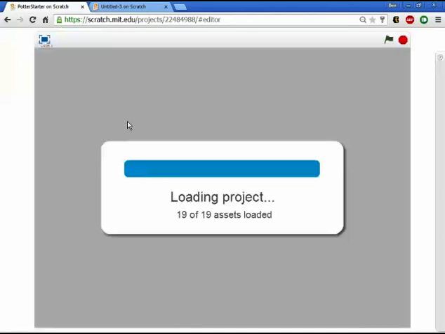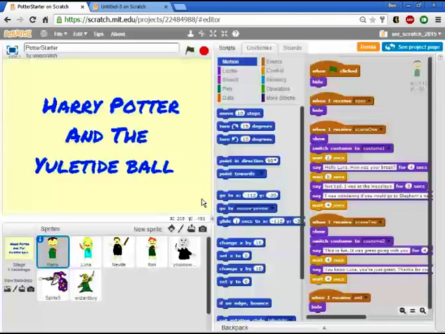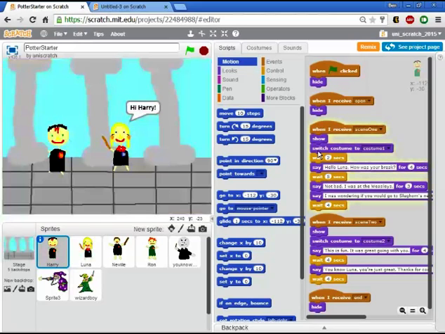And it blinks a couple of times because it's actually sending me inside of Potter Starter. And here is an already existing story. I'm going to hit the green flag, and you actually can't tell, it has started. There's a title screen, Harry Potter and the Yuletide Ball. And then we get this sort of cartoonish discussion between Harry Potter and Luna Lovegood about what they did on their spring break or their Christmas break and whether they'll go to the ball together.